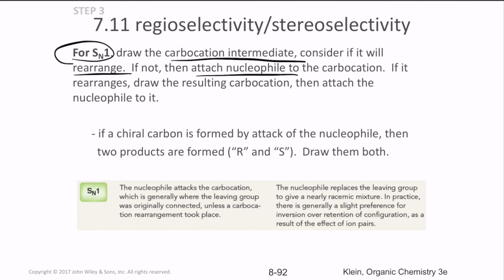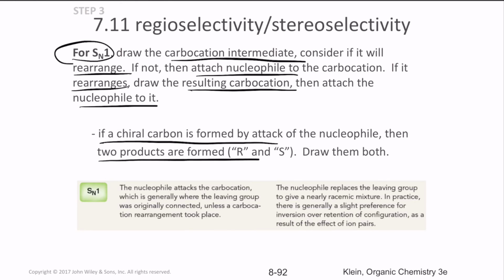If not, then attach the nucleophile to the carbocation. If it rearranges, draw the resulting carbocation, then attach the nucleophile too. First, if a chiral carbon is formed by an attack of the nucleophile, then you have two products, both R and S, and draw them both.